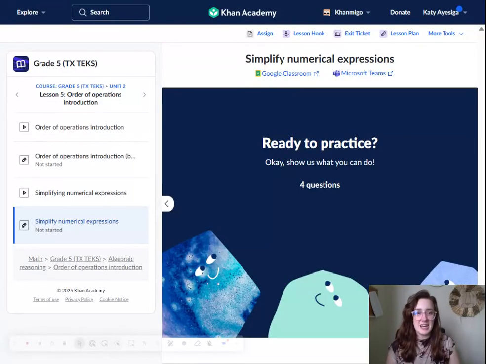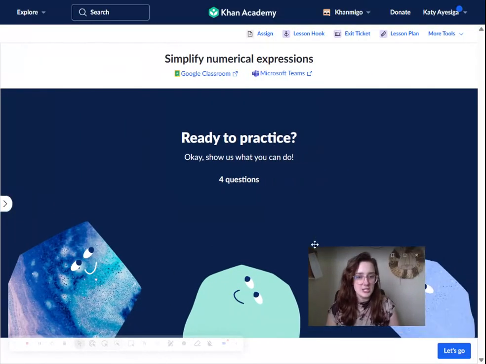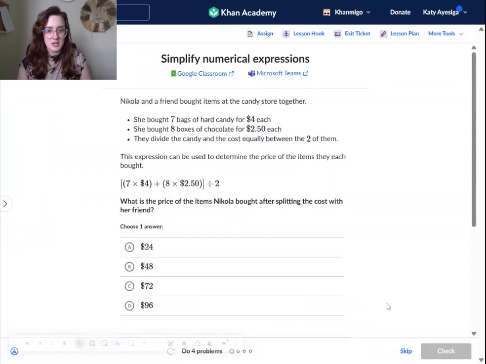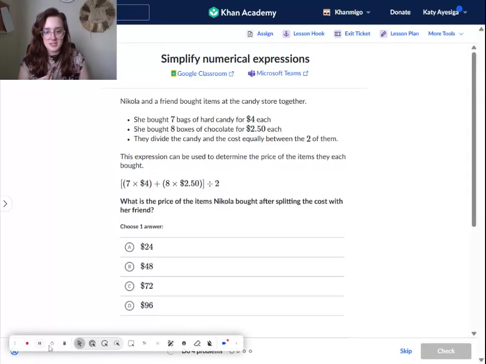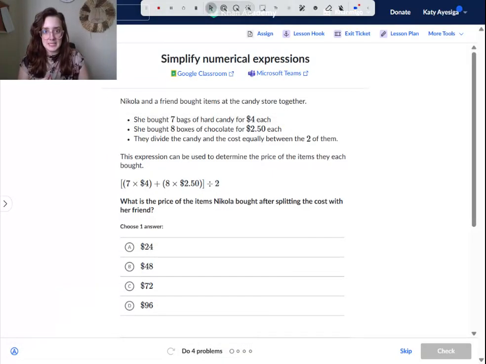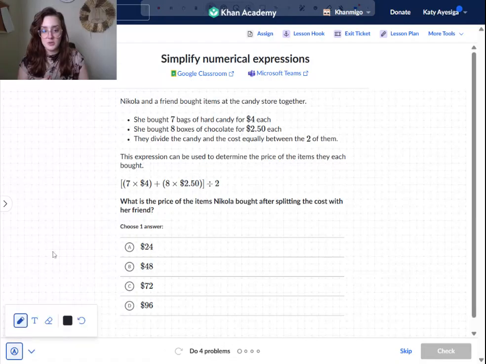All right, we're going to look at simplifying numerical expressions from your homework. Simplifying numerical expressions, right? Order of operations. This is just looking at our PEMDAS stuff. In your Khan Academy, there's a draw tool at the bottom of your homework, so you can use that to show your work, reference it.